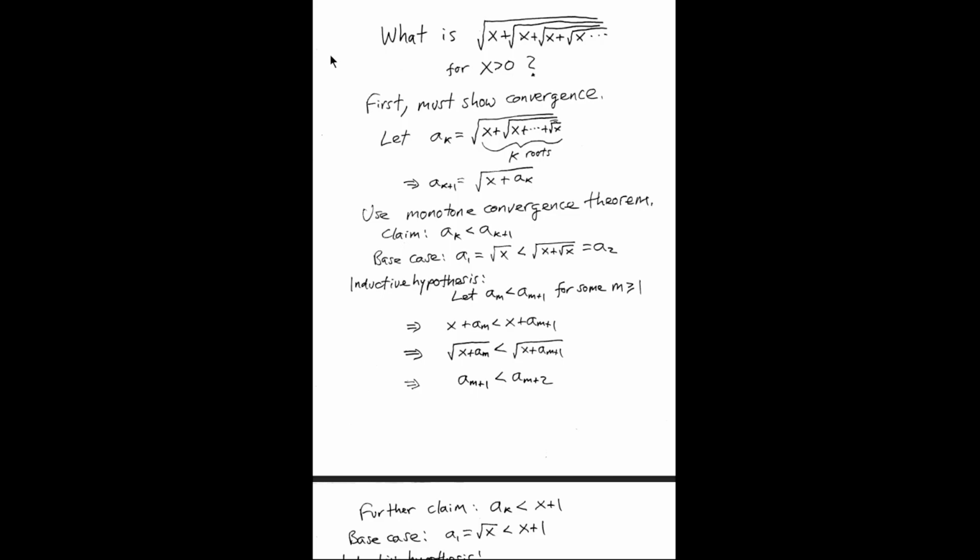Hi. Today we want to find out, if we can, the value of this nested set of square roots, which will be the square root of x plus the square root of x plus the square root of x plus the square root of x... forever, for x greater than 0.